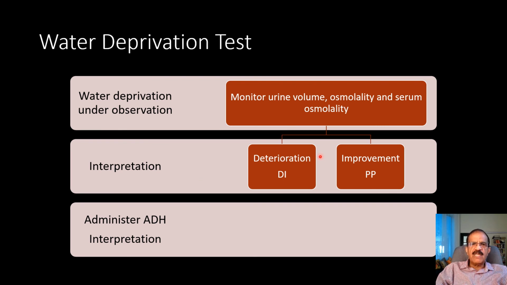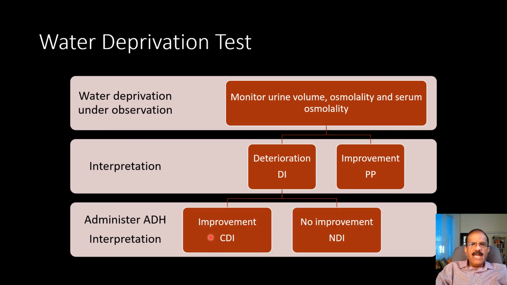But if the patient falls in this group, after observation, the patient continues to pass dilute urine, then you consider diabetes insipidus, either central diabetes insipidus or nephrogenic diabetes insipidus. Now, how do we differentiate? One way is to measure ADH, which is not routinely available in our country. So what we do is, we administer anti-diuretic hormone, and this one is available, there's something called DDAVP.